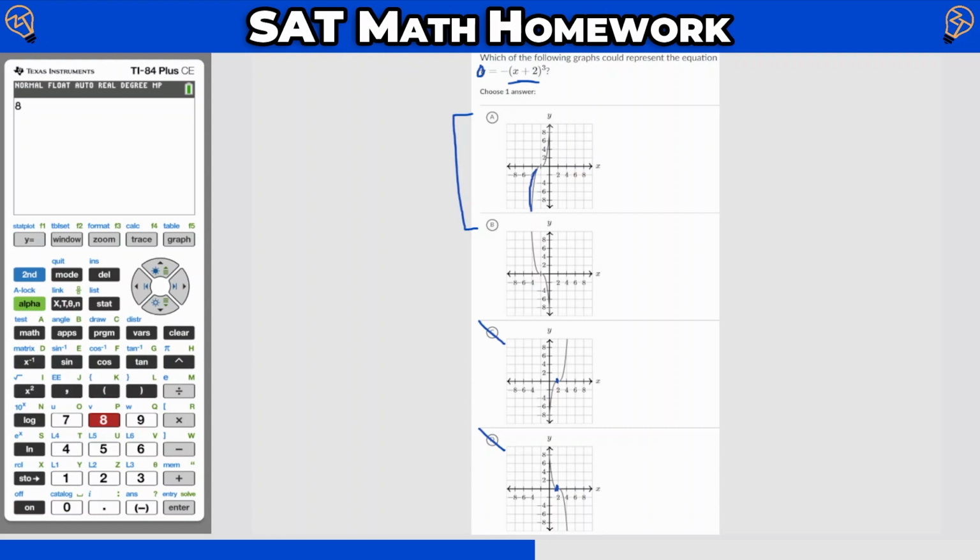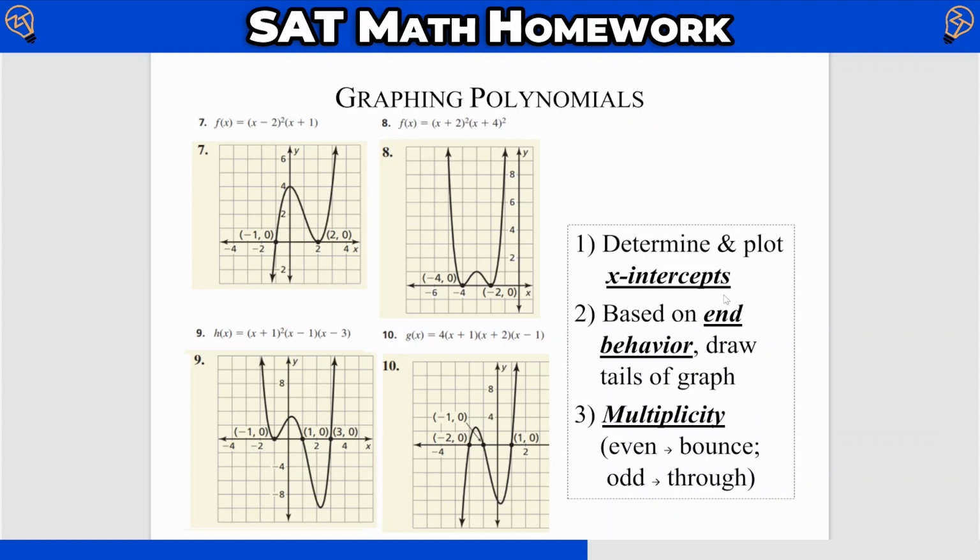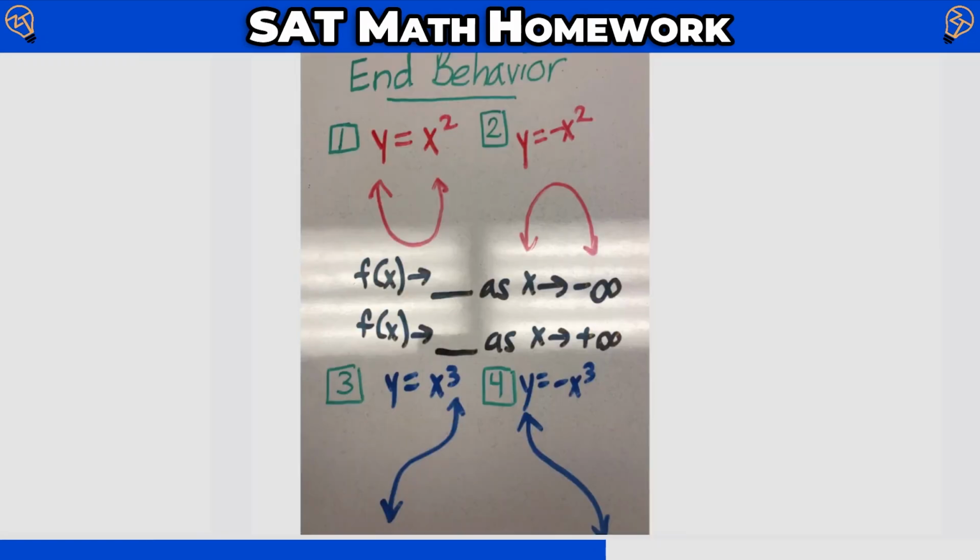In option A, it's essentially rising from left to right, whereas in option B, it's falling from left to right. And that concept is what we refer to as end behavior. To give you kind of a crash course on end behavior, if the exponent is even, the ends are going to go in the same direction, very similar to a quadratic function. If it's a positive coefficient, they're both going to go up. If it's a negative coefficient, they're both going to go down.